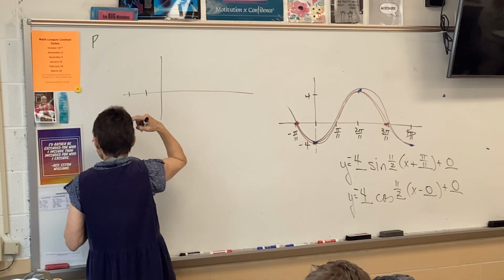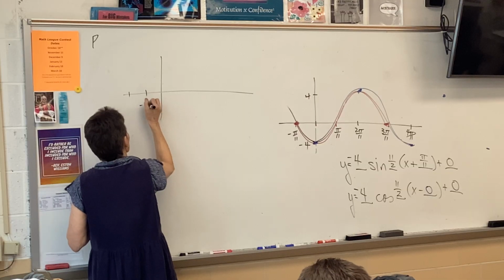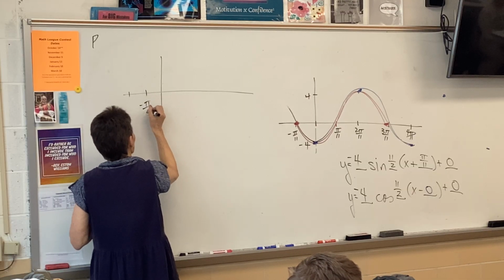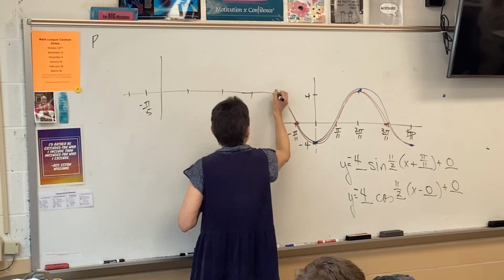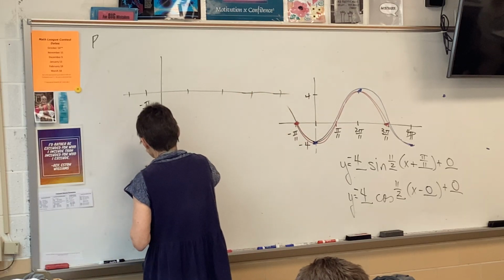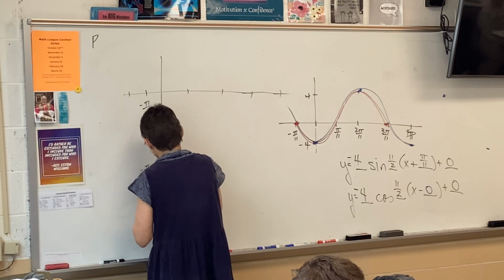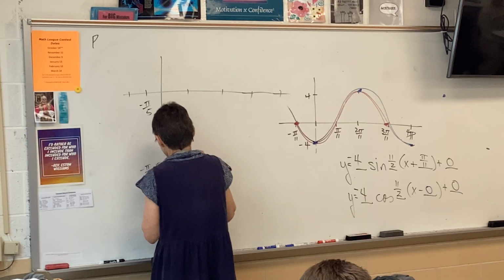All right, let's see. Negative pi over 5. What do we, oh, you gotta do that. Try 14.